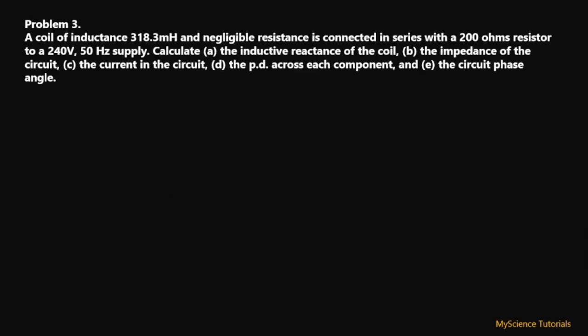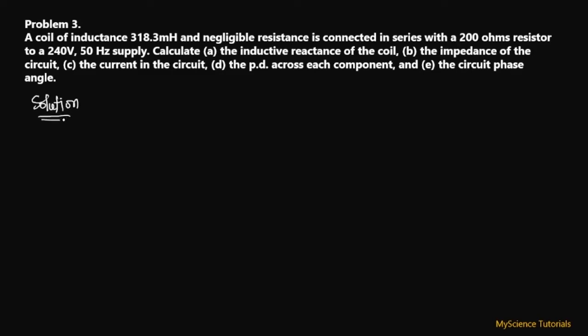We have a coil of inductance 318.3 millihenry and negligible resistance being connected in series to a 200 ohm resistor and a 240 volt 50 hertz supply. We have to calculate the inductive reactance of the coil, the impedance of the circuit, the current in the circuit, the potential difference across each component, and then the phase angle. So this is very easy. So let's go ahead and write down our solution.